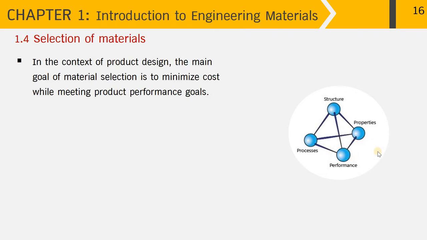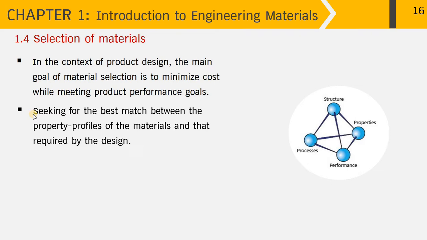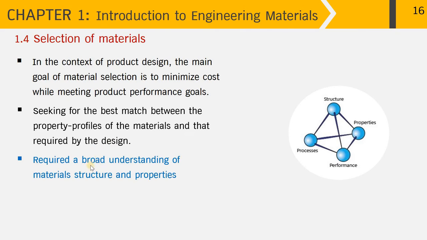We have to select based on the performance that is dictated by its property and structure, which came from how the materials are processed as well. So all these factors are in combination. Therefore, selection of material is to seek the best match between the property profiles of the materials and that required by the design in the first place. Therefore, we need a broad understanding of material structure and property to do the job.